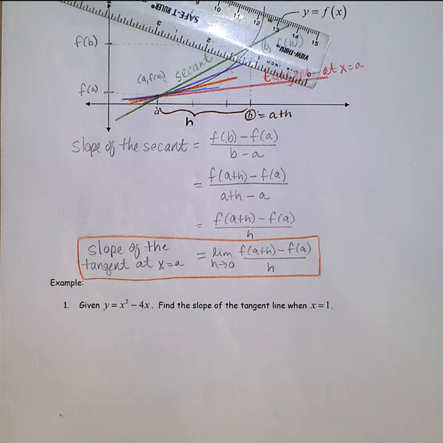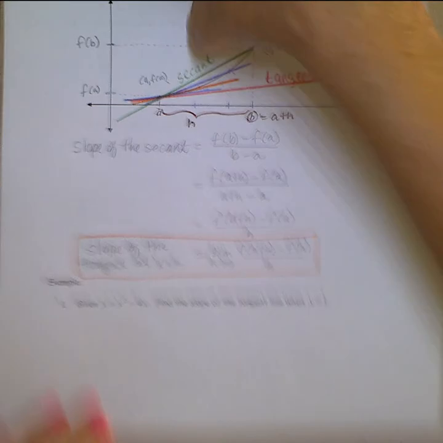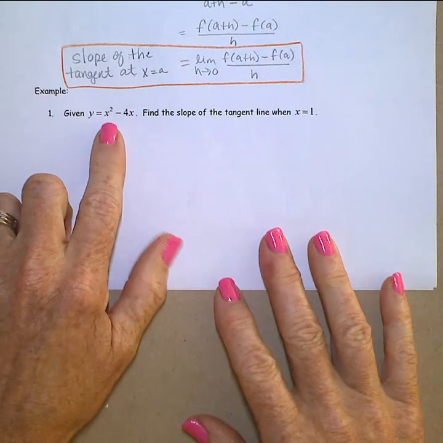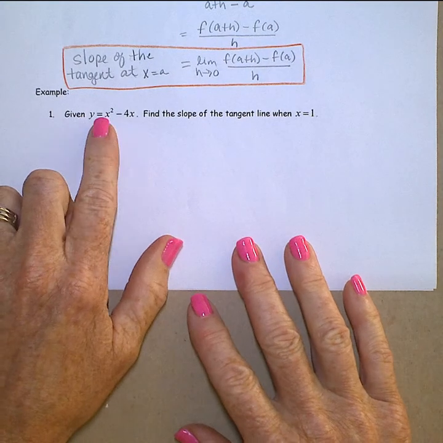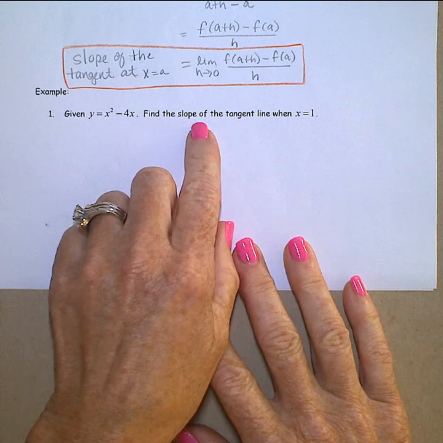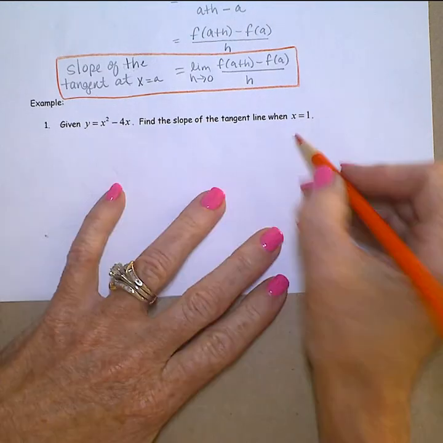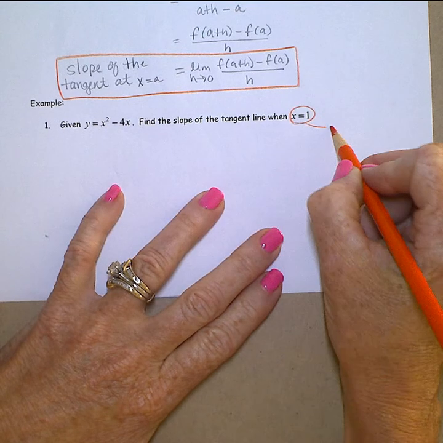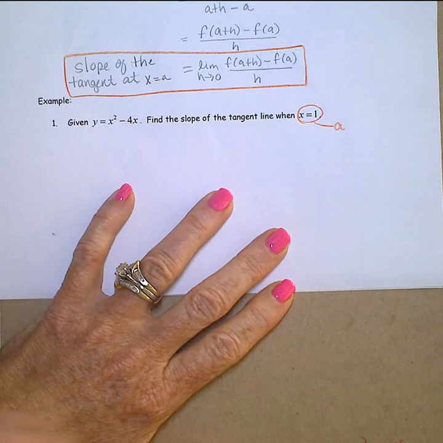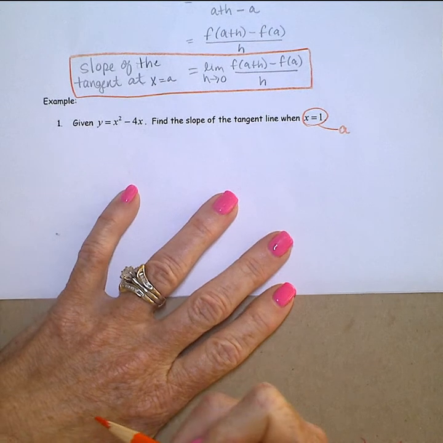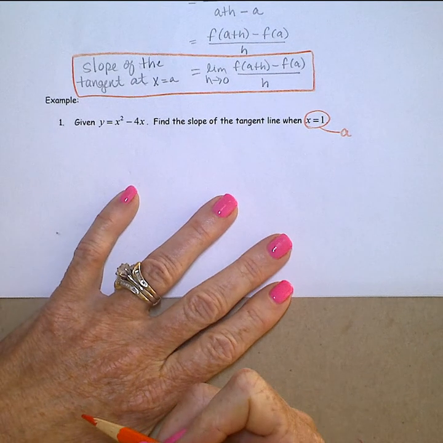Alright, let's plug through a problem and see how it works here. Given that y equals x squared minus 4x, so there's your function. I want you to find the slope of the tangent line when x is equal to 1. This x equals 1, that is the a value. That is where the tangent line is occurring, or where it is tangent, the point of tangency.